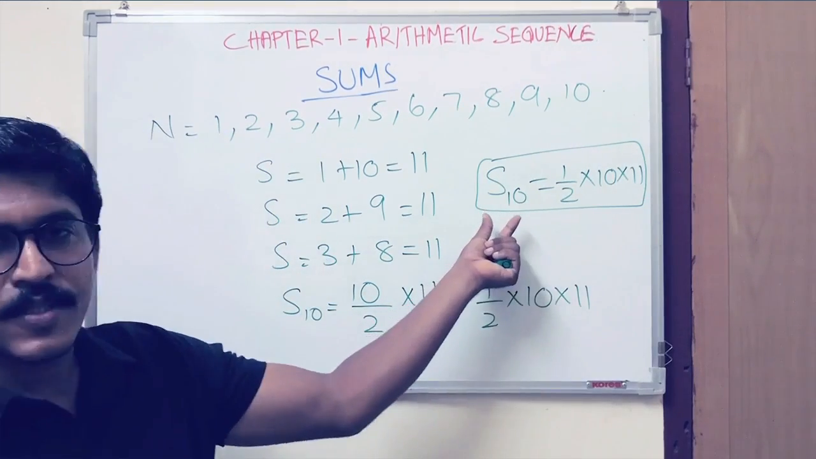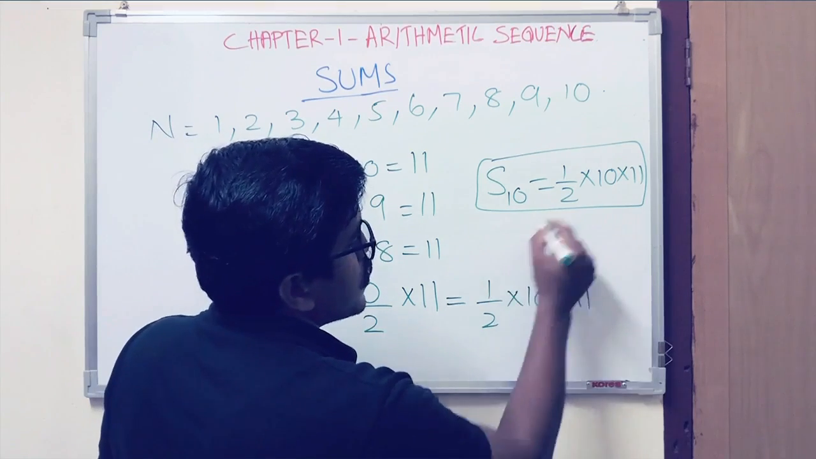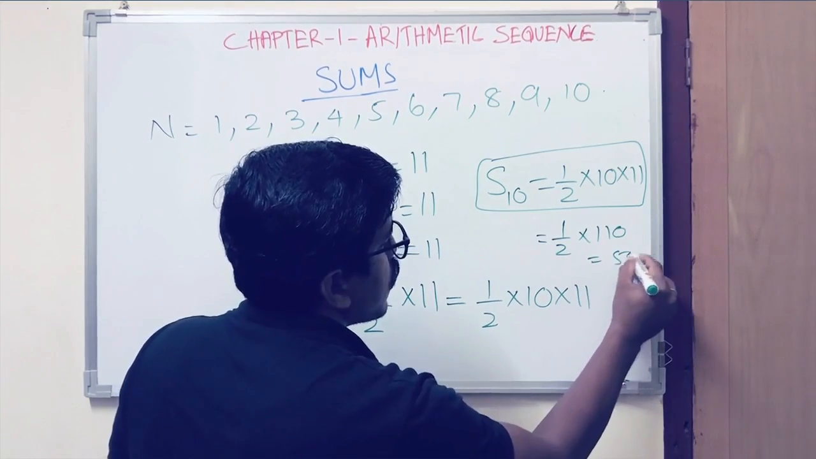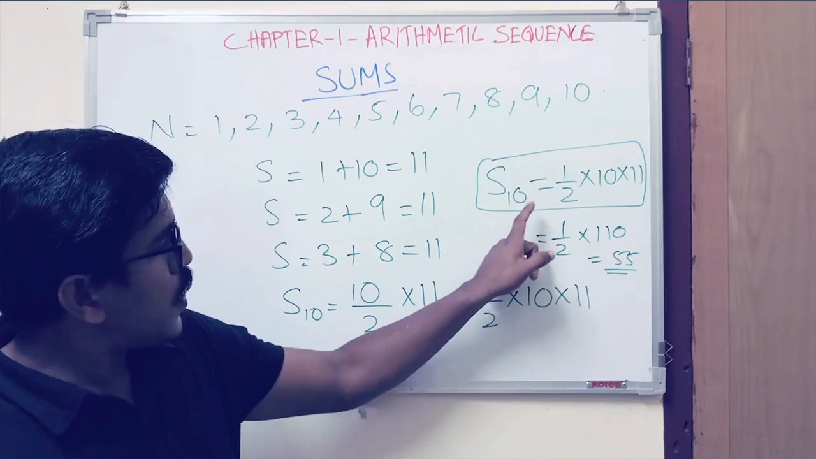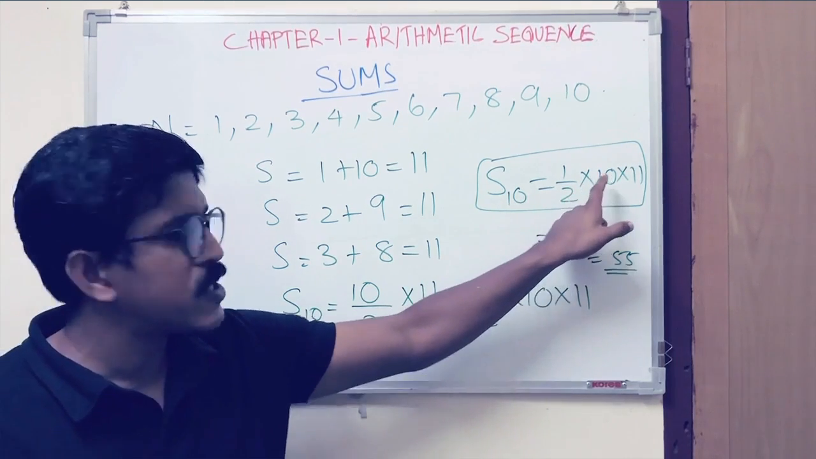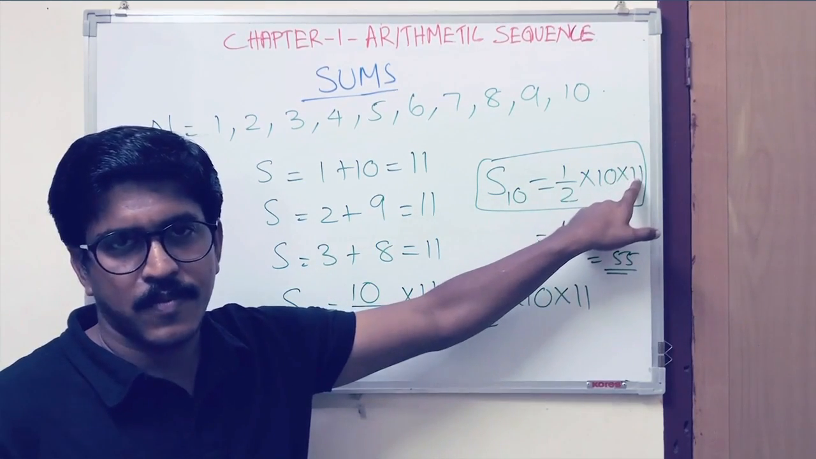Finally we got it like this. Here if I take the answer as 1 by 2 into 110, that is 55. So here you can see S10 is equal to the product of half of the 10th term, that is 10 itself, and the next term.